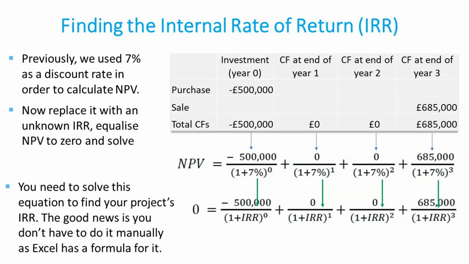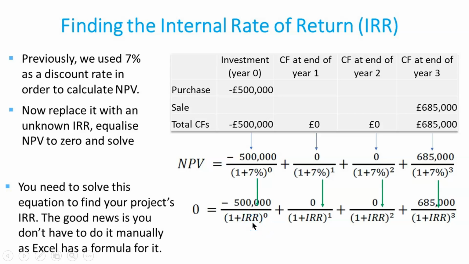Previously, we've written down the formula for net present value. So we move all our cash flows into the formula. For example, minus £500 in year 0, then 0 in year 1 and year 2, and then there will be some positive cash flow at the end of year 3. This is the formula which we've had for net present value. But now, instead of having 7% as our discount rate, we simply replace this with some unknown internal rate of return, which we'll try to calculate.